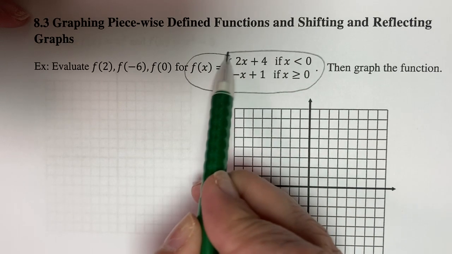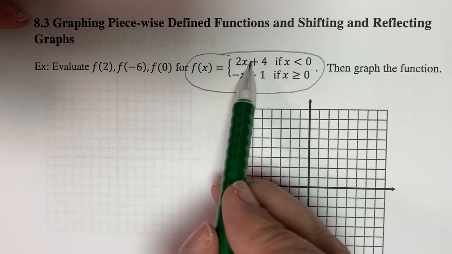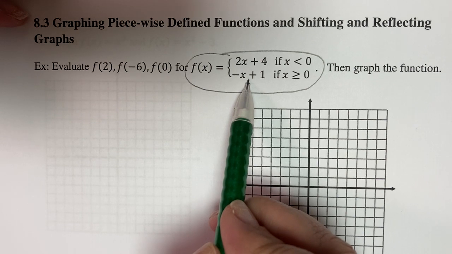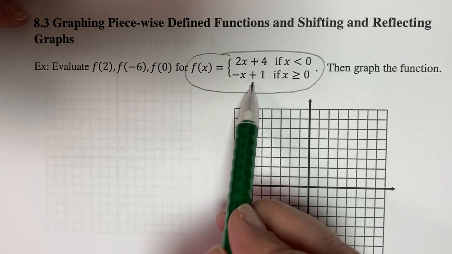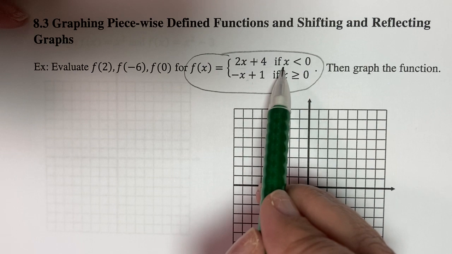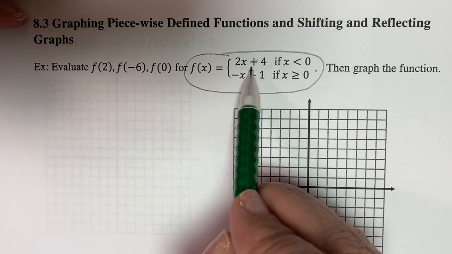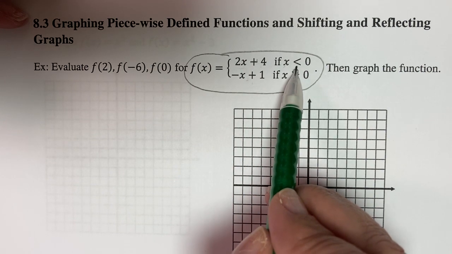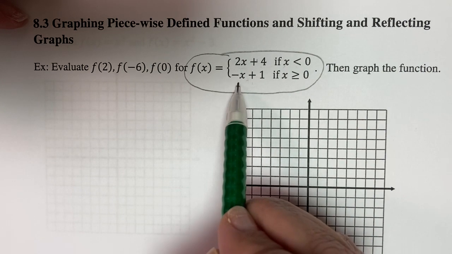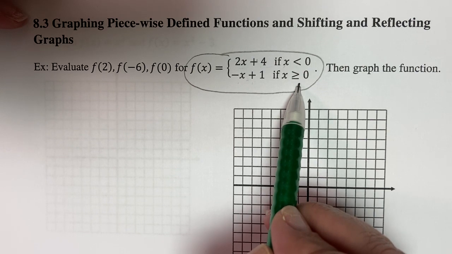And all it means by piecewise function is it's a function that literally has more than one piece. This function has two pieces. You can see that both pieces are lines. So this top half of the function means that the graph looks like the line 2x plus 4 as long as your x is less than 0. And the second half of the function looks like the line y equals negative x plus 1 as long as x is greater than or equal to 0.